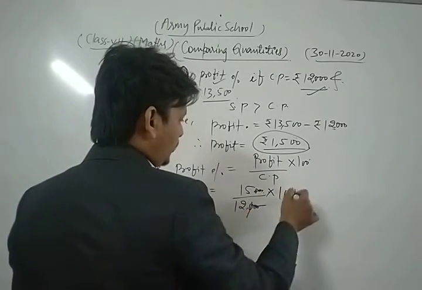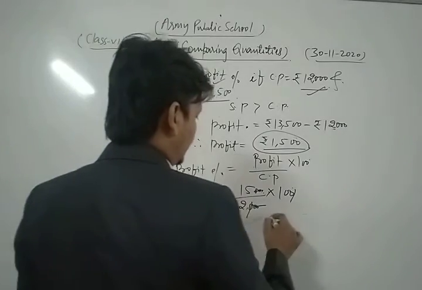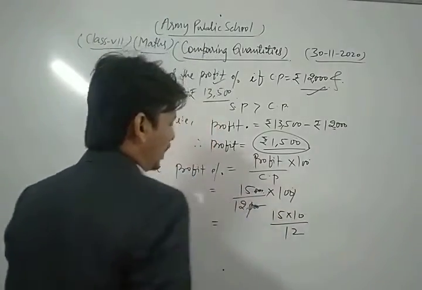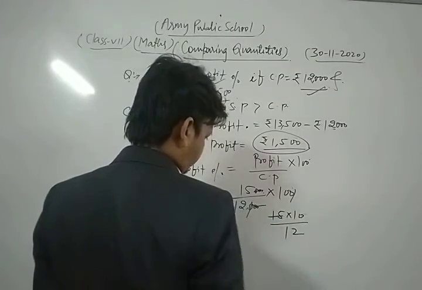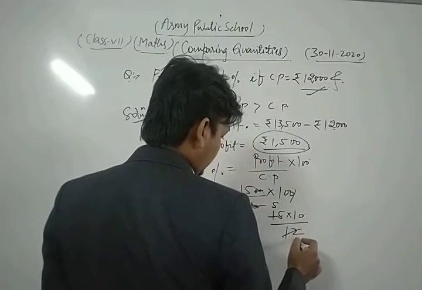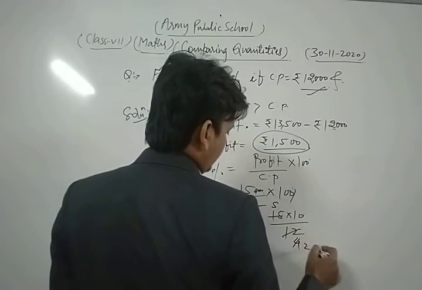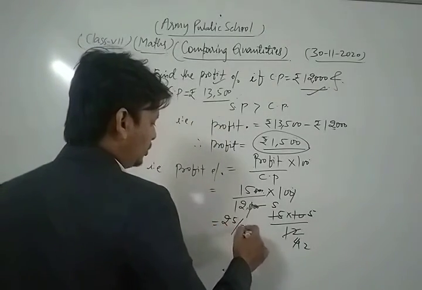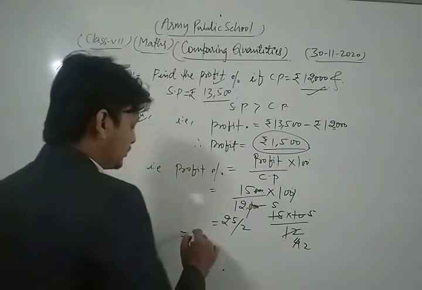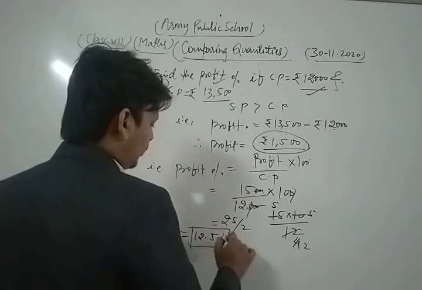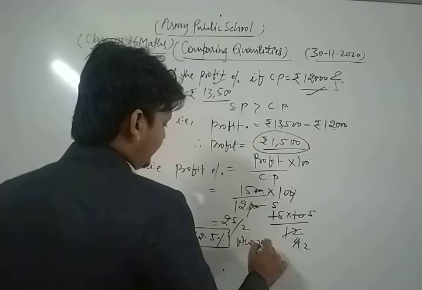Now let's see. 20 and 10 cancel to each other, so we get 15 into 10 upon 12. Now let's see. 3 5s are 15, 3 4s are 12, 2 2s are 4, 2 5s are 10, 5 5s are 25 upon 2. 25 upon 2 means what? 12.5%. So this is the required solution of the given question.